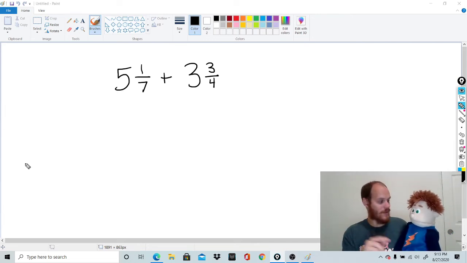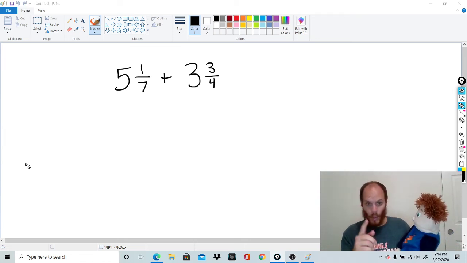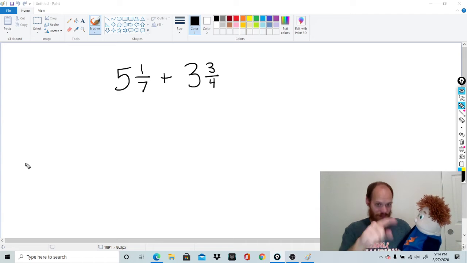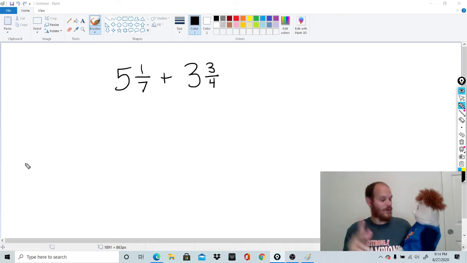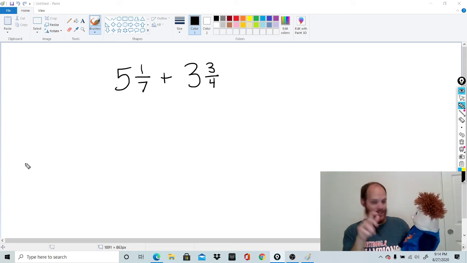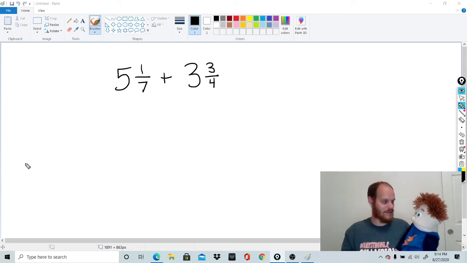Turn both of them into improper fractions and then solve it, okay? I've done a video on that. Or you can just change the fractions and then add the whole numbers. I'm going to do the improper fraction way because it's more challenging, so it's a good way to give you guys the practice of it, okay?